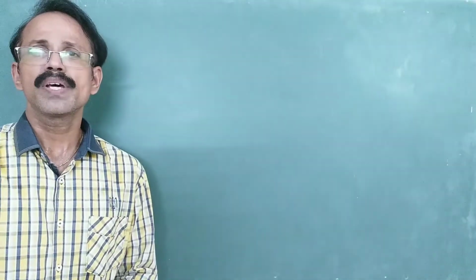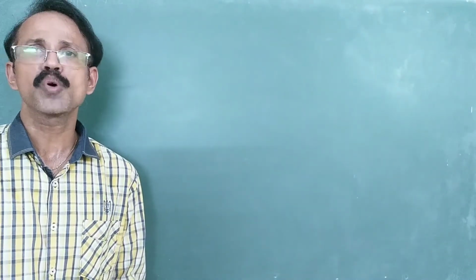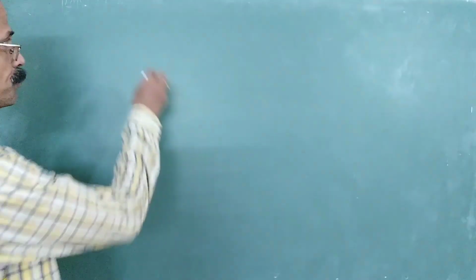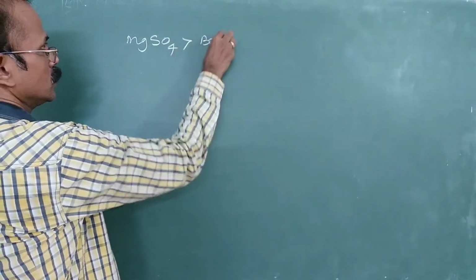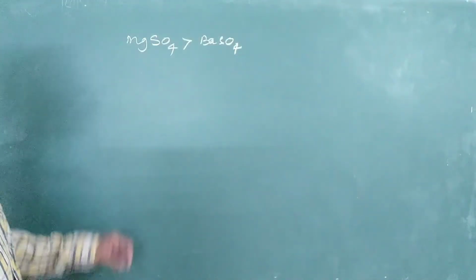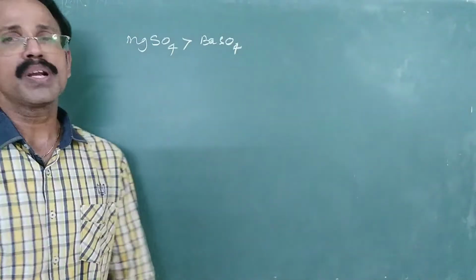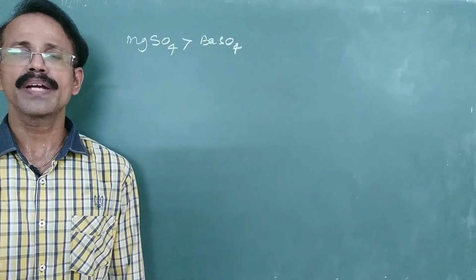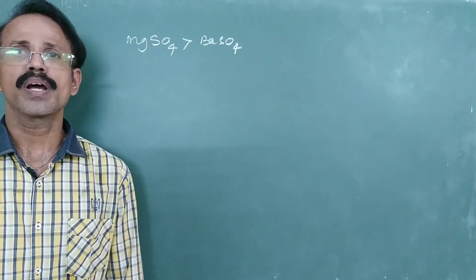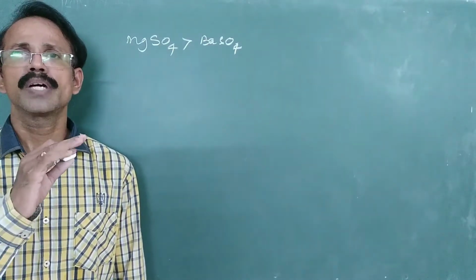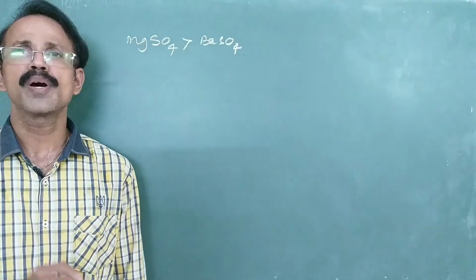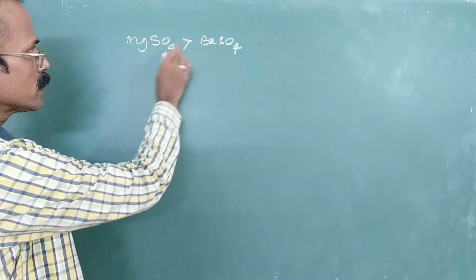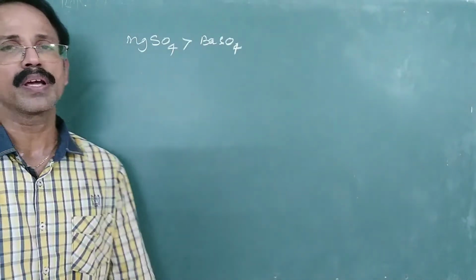Ionic compounds differ in their solubility. For example, magnesium sulfate is more soluble when compared to barium sulfate, despite the fact that barium sulfate is more ionic. As you know, as we move from top to bottom, the size of the cation increases and the ionic nature of the compound increases. So this is more ionic, this is less ionic, but this is more soluble in water.